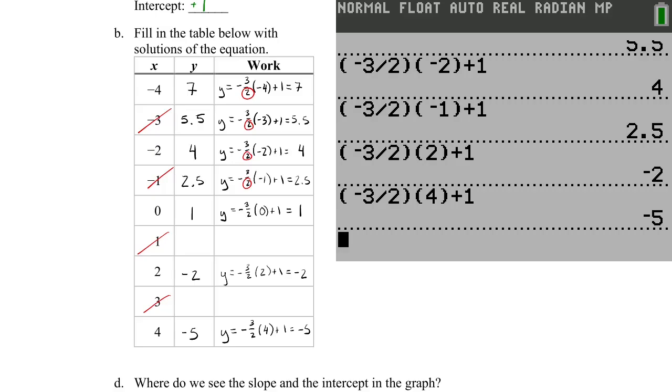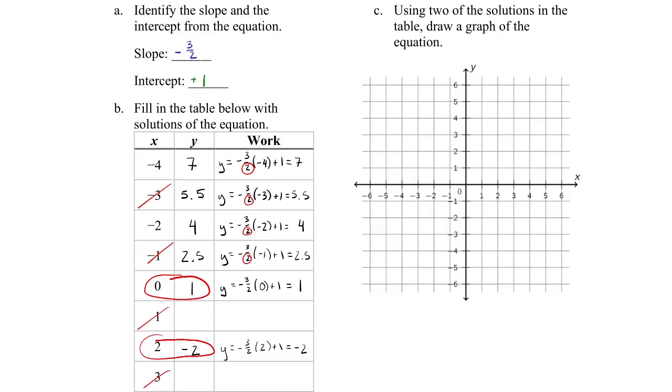Okay. So where are we then? We have a bunch of solutions. I want to use solutions where my coordinates are integers. So I'm going to use 0, 1, and 2, -2. X is 0 and y is 1. The point where x is 2 and y is -2. And then we'll draw in the line that goes through those 2 points. And we'll claim that's the graph of this equation.